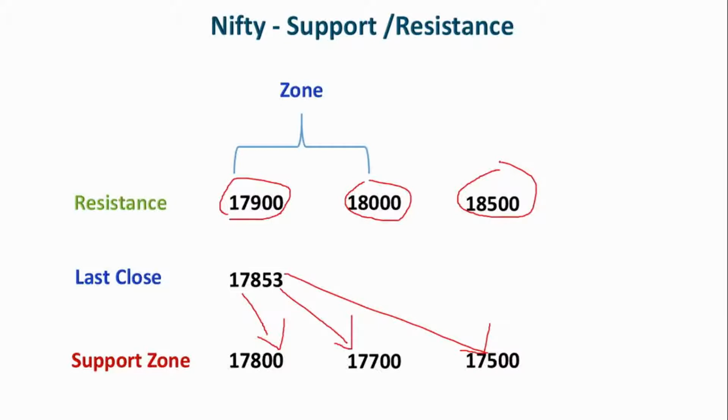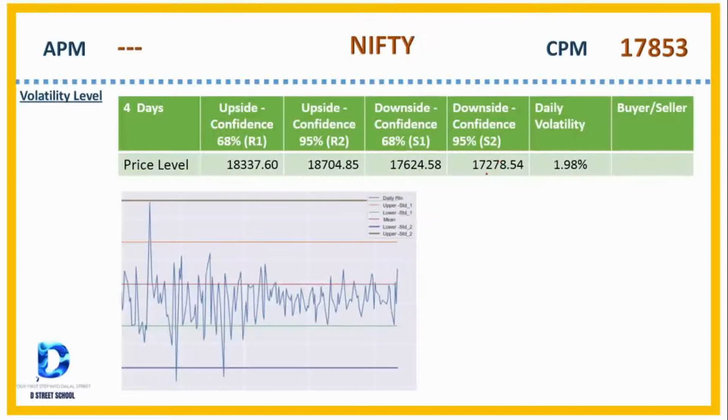Following support and resistance, next we will see the historical volatility of the Nifty. Nifty's last close was 17,850. So this is the historical volatility level of the Nifty for the next 4 days. R1, R2 and S1, S2 are not typical support and resistance levels. Actually, these are standard deviations. R1 and S1 are standard deviation 1, and R2, S2 are standard deviation 2.